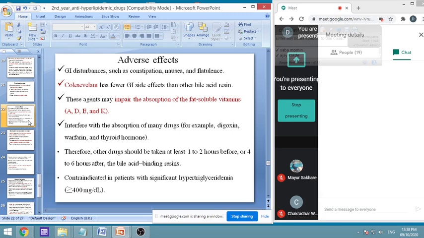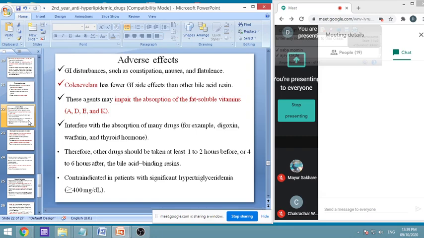For example, vitamin K is formed in the colon, in the large intestine, by the microbial flora. So this vitamin K will also bind to the resin, and it will be excreted out. It will interfere with the absorption of many drugs like digoxin, warfarin, thyroid hormone, etc.